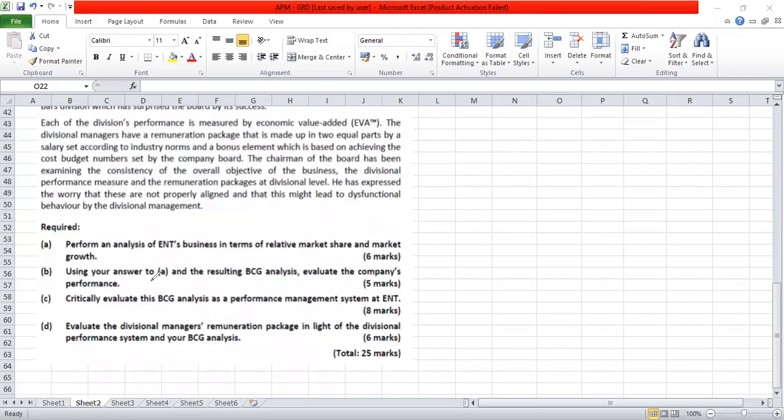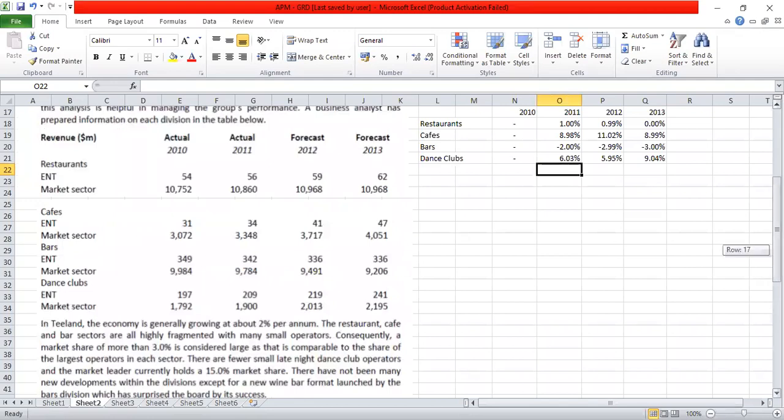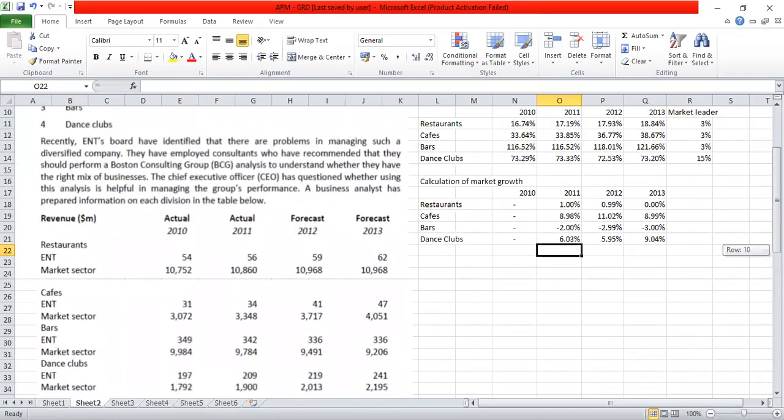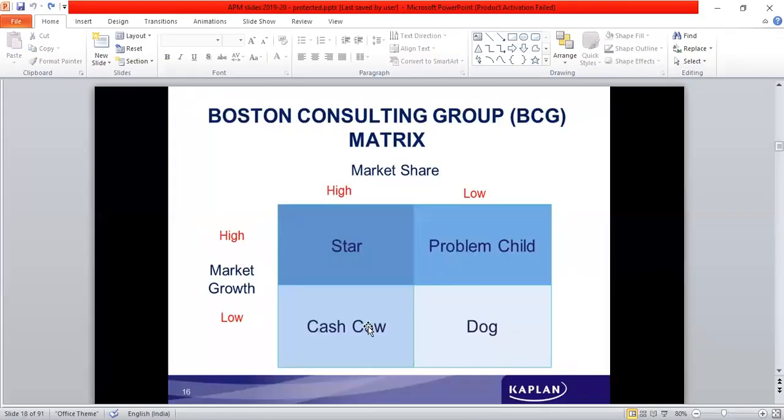Next one. Using your answer to A and the resulting BCG analysis, evaluate the company's performance. So what are we supposed to do? We have to evaluate the performance, so how each of these 4 divisions are doing. This is based on BCG analysis. So what does BCG analysis talk about? It talks about categorizing these 4 business units into any of those 4 categories. What are the 4 categories? The 4 categories are star, problem child, cash cow, dog.